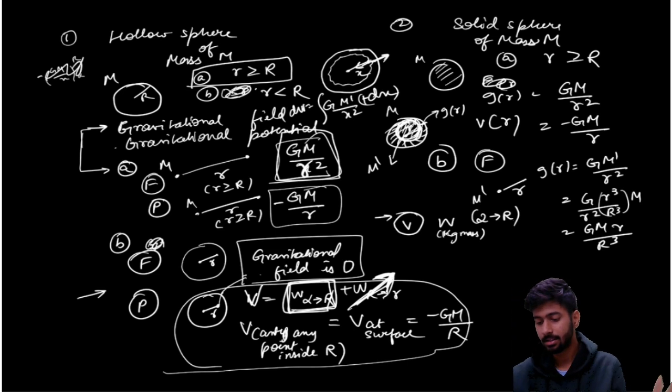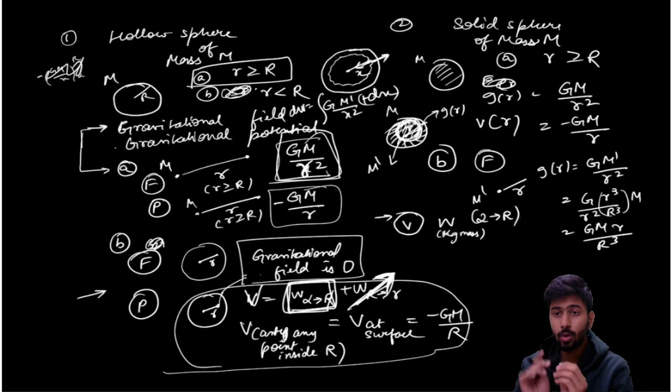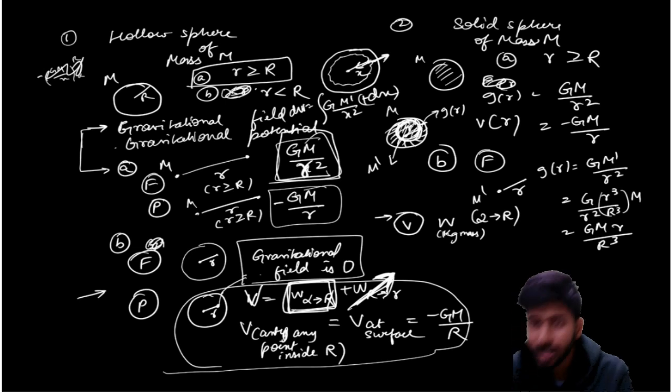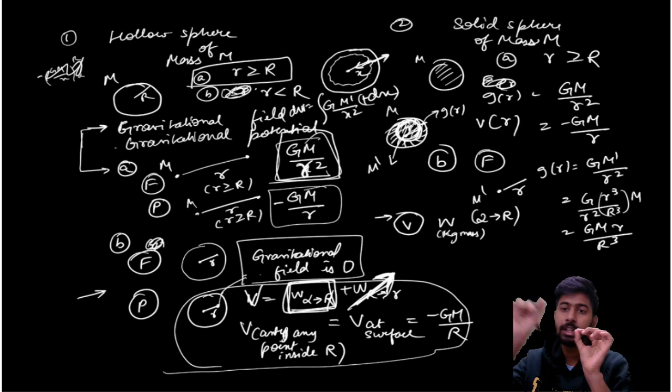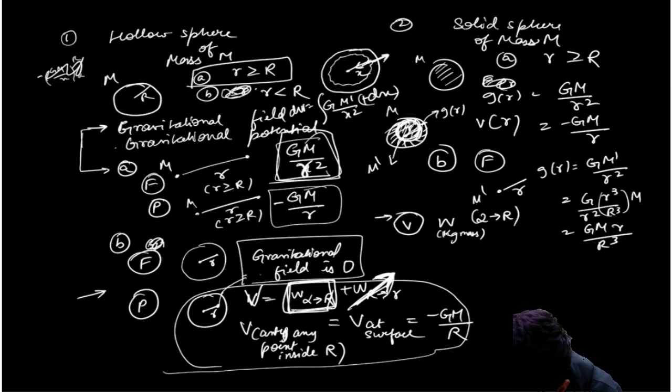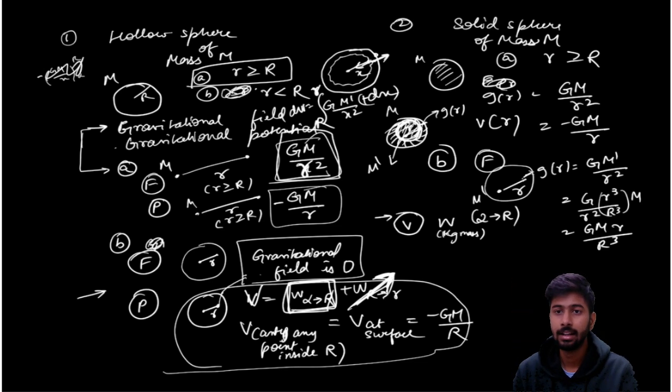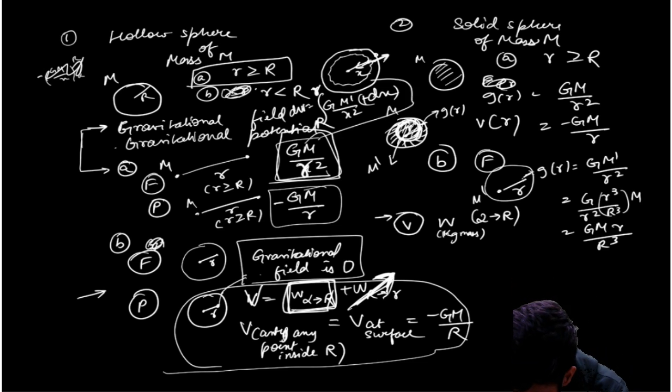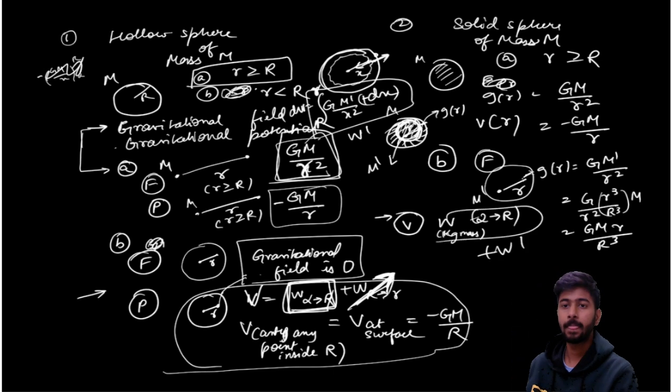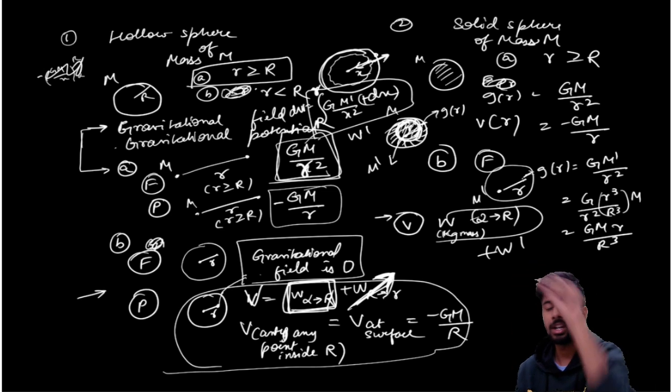So it is simply this. And this is the small work done to bring from x to x plus dx. This x will run from capital R, because you're bringing it from the surface, to a distance small r. So the upper limit of x is r. Calculate the value of this integral. Add that to the value. This is the work done, this is W dash. You have to add W dash to this, and the sum of these two is the potential at a distance small r.